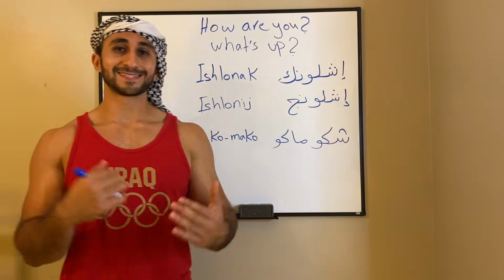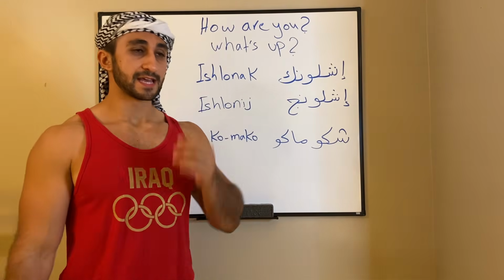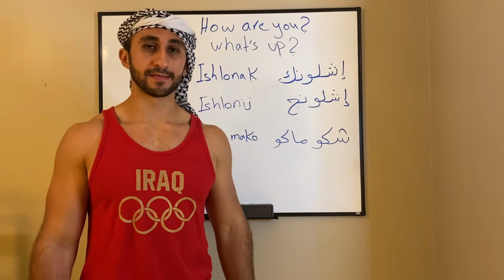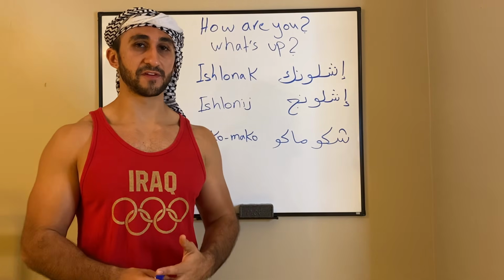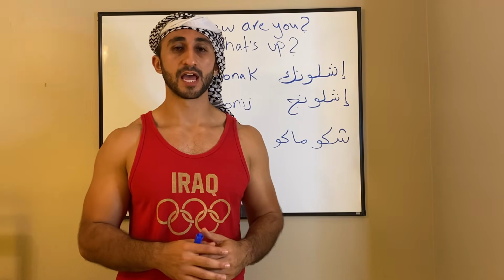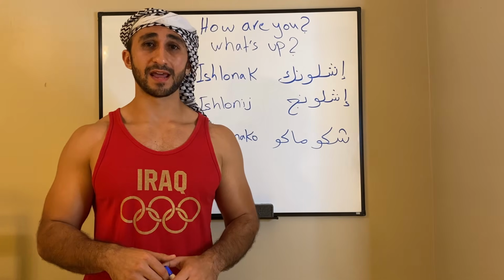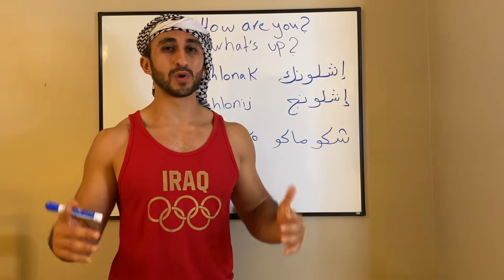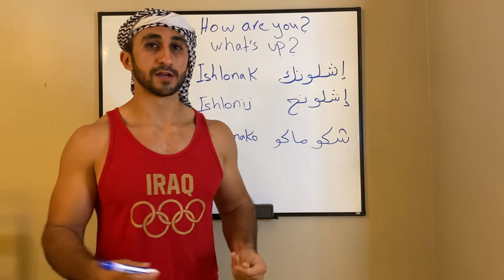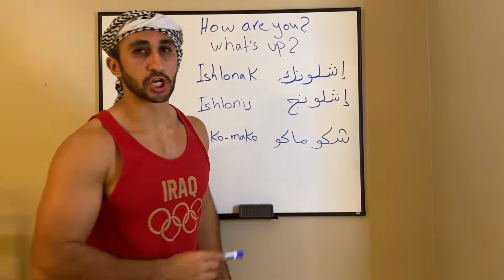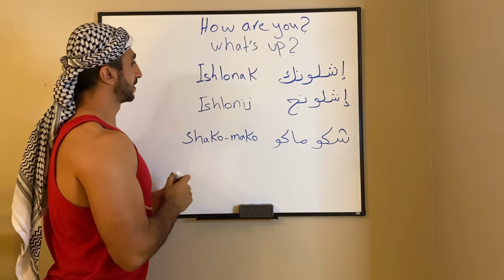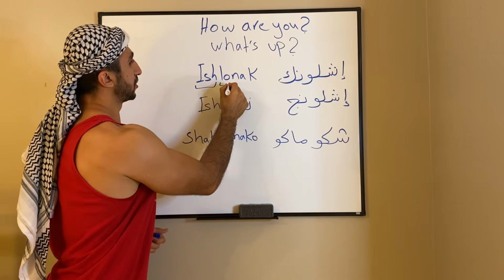Now you know something. The second thing I'm going to teach you today is how to say how are you and what's up in the Iraqi dialect. This will be different from a lot of other countries, though maybe some of the Khaliji countries like Kuwait will say it the same way. First is how are you. We literally say what is your color, and the word is ishlonek.